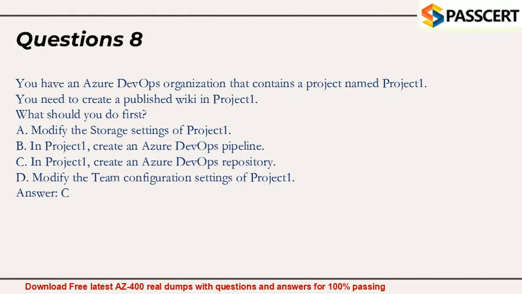Question 8. You have an Azure DevOps organization that contains a project named Project 1. You need to create a published wiki in Project 1. What should you do first? A. Modify the storage settings of Project 1. B. In Project 1, create an Azure DevOps pipeline. C. In Project 1, create an Azure DevOps repository. D. Modify the team configuration settings of Project 1. Answer: C.